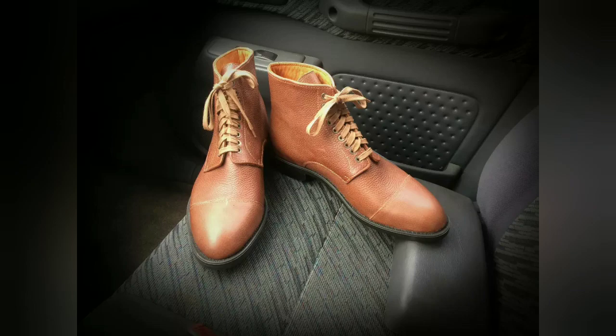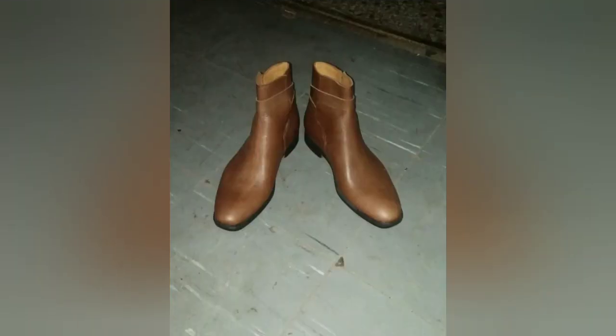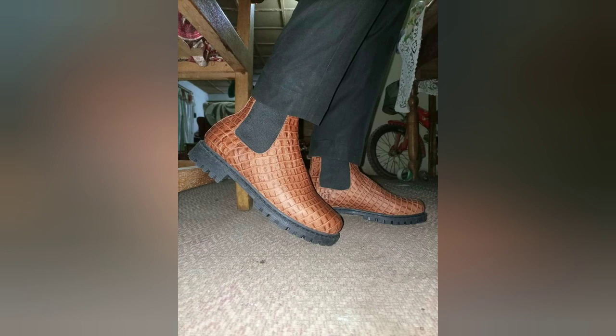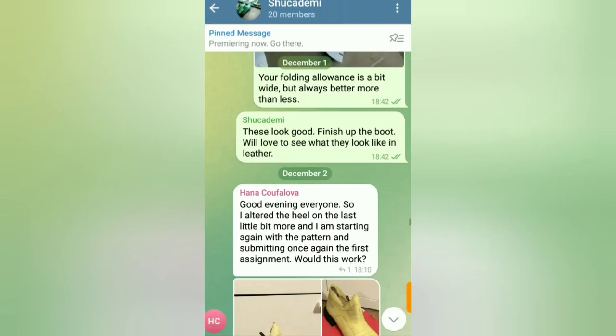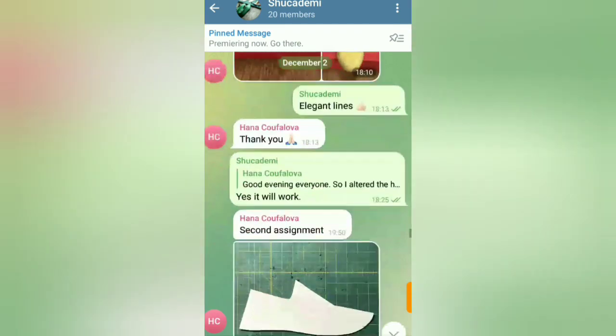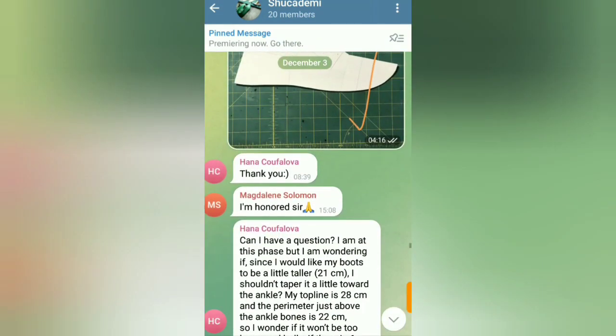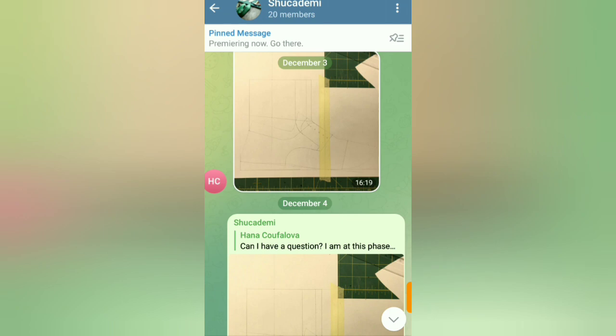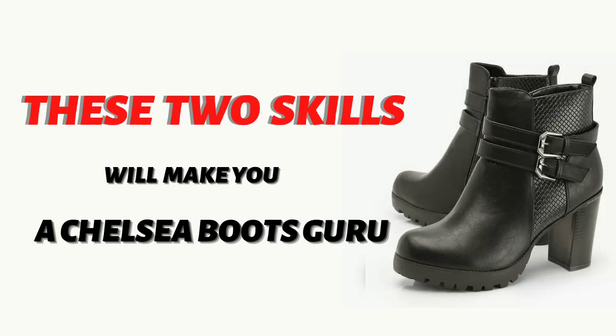I made this, I made that, I inspired another shoemaker to make these. I'm currently coaching a group of 20 other shoemakers on how to make boots, so I should know a thing or two about how boots are made. In the course of my learning and practicing, and of course teaching how boots are made, I've realized that there are two skills that you need, and that's the subject of this video.